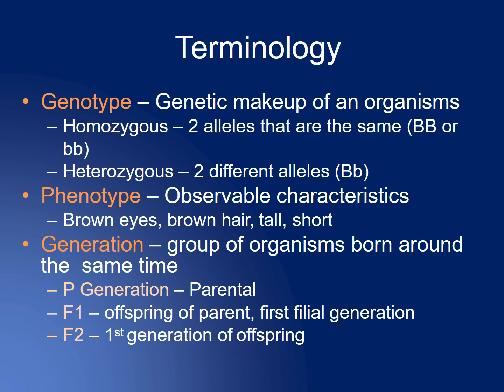Generation is a group of organisms which are born around the same time. P generation stands for the parental generation, while F1 is the offspring of the parents, also known as the first filial generation, and F2 is the offspring of the F1 generation, also called the second filial generation.